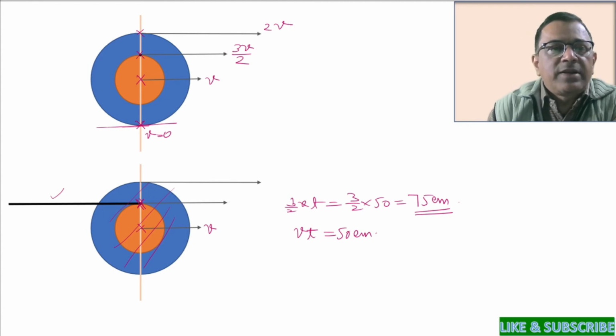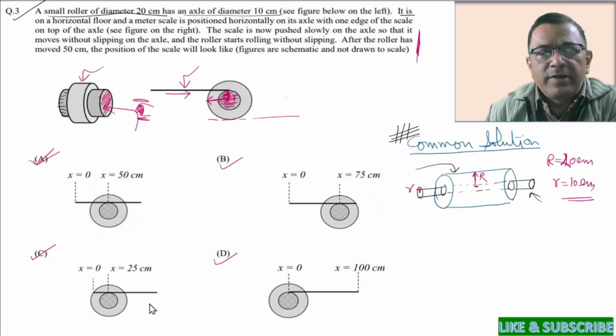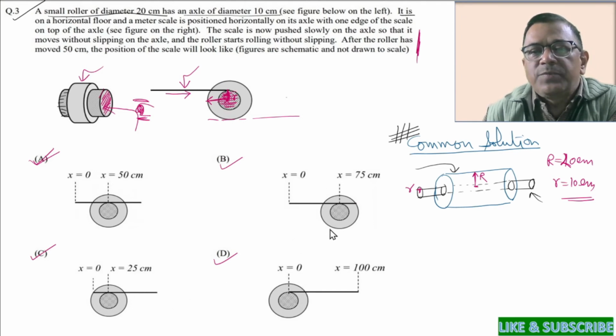So the expected answer is 25 centimeter. This is 25 centimeter ahead of this point. Is it right? This is 25 centimeter and this is 75 centimeter.